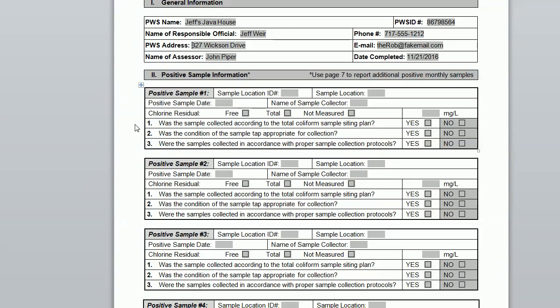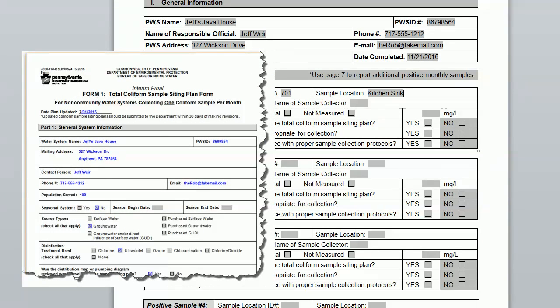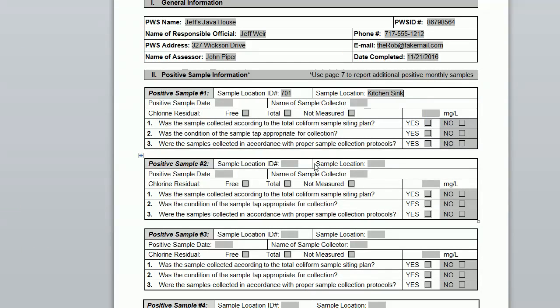Let's look at one of the positive sample information tables in more detail so you can see what to fill in. The first two boxes, which are sample location ID number and sample location, should be the same as the location ID and location specified in your total coliform sample siting plan that all water systems should have submitted to the department by April 1st, 2016. As an example, I've completed this for sample location 701.